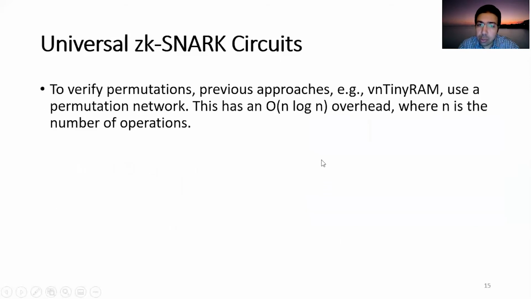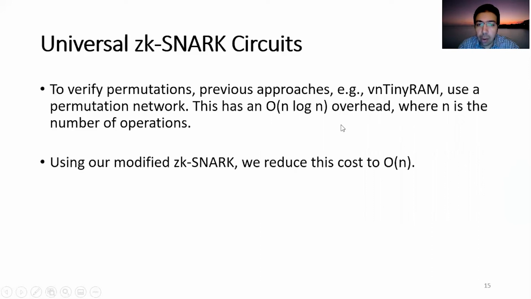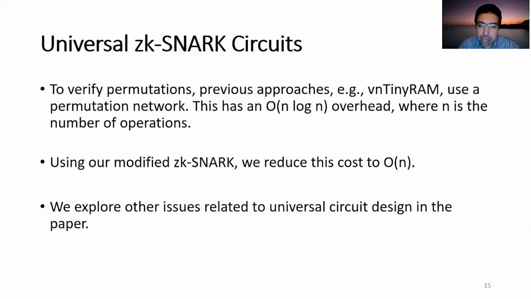The way this was done in previous approaches like vnTinyRAM, a permutation network was used. This has order of n log n overhead, where n is the number of operations. Using our modified zk-SNARK and randomized verification, we can reduce this cost to order of n. We also explore other issues related to universal circuit design in the paper.